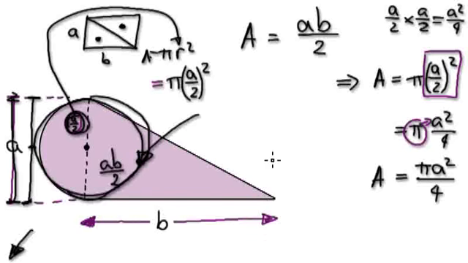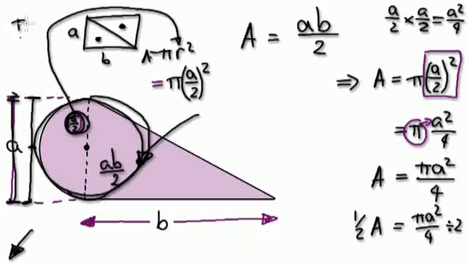Remember, this is the whole circle, and we only want half of a circle. So half of that area would be pi A squared over 4, and then divided by 2. You could write it like this, but then it looks really ugly, because you have a fraction within a fraction. So write it another way.